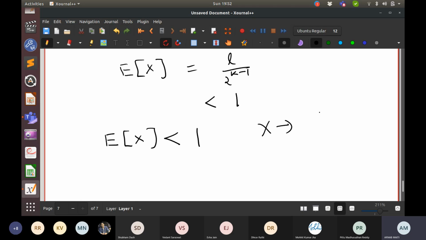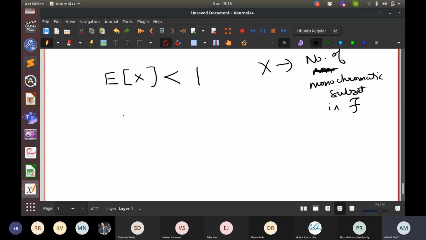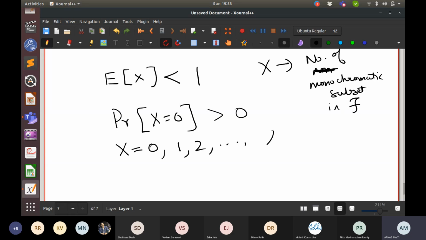And x is the number of monochromatic subsets in F. Okay. Now, what can we say about the probability that x is equal to 0? It should be greater than 0, actually. Otherwise, okay, so what values can x take? So x can take 0, 1, 2, up to L.